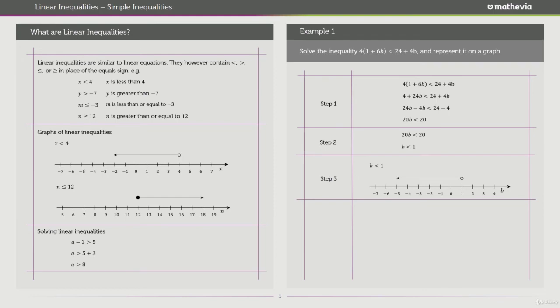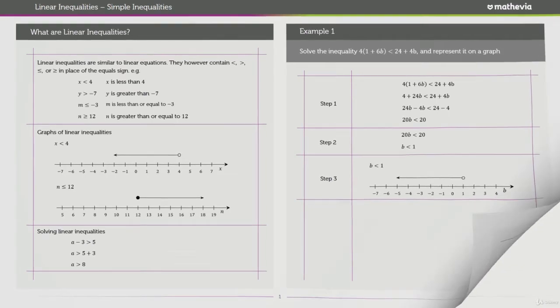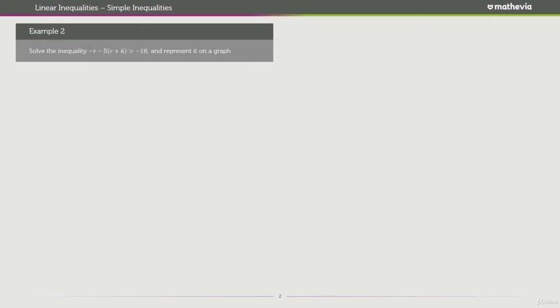Let's do another example. Example 2 says solve the linear inequality minus r minus 5 multiplying r plus 6 greater than minus 18 and represent it on a graph. Like I said, no different from solving a simple linear equation. Pay very little attention to the sign there and just work this as you would a simple linear equation.